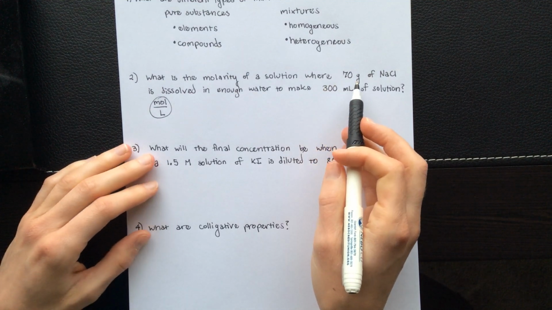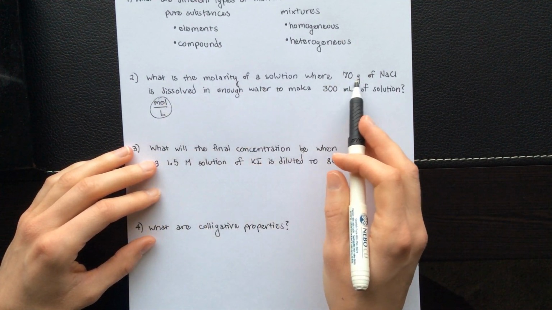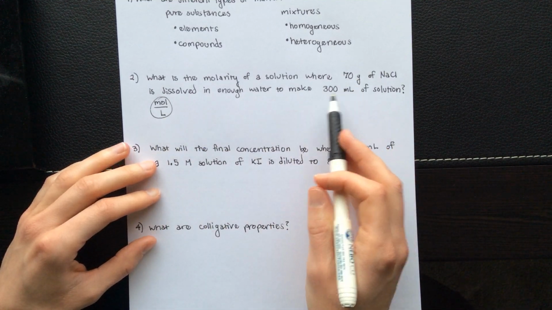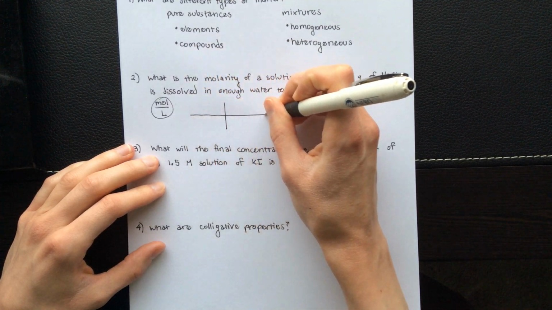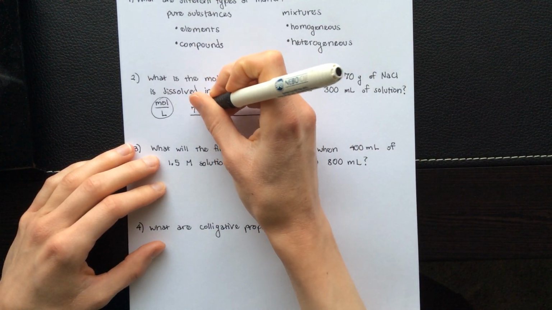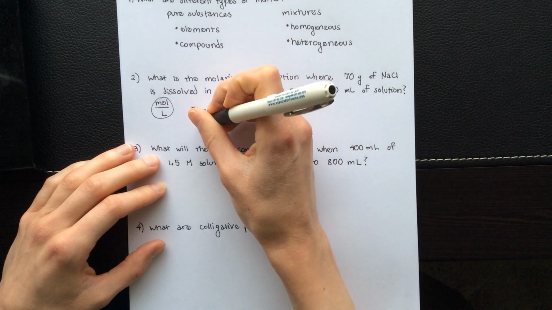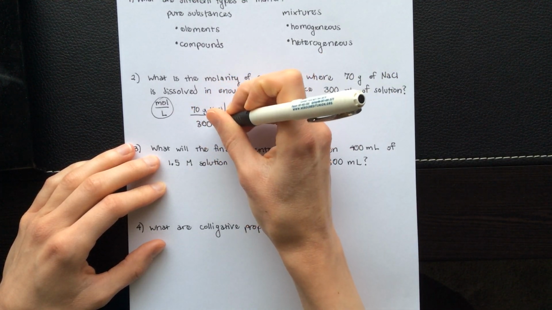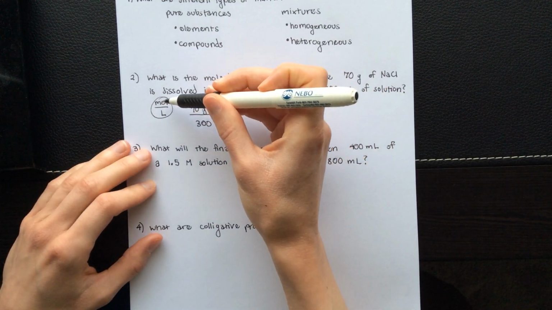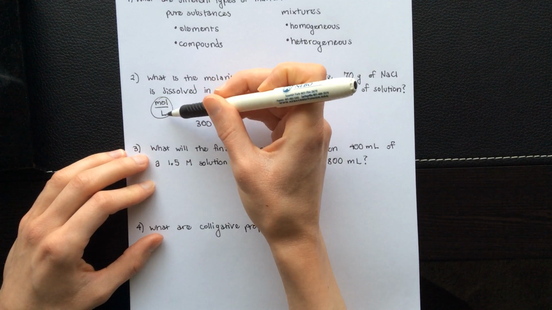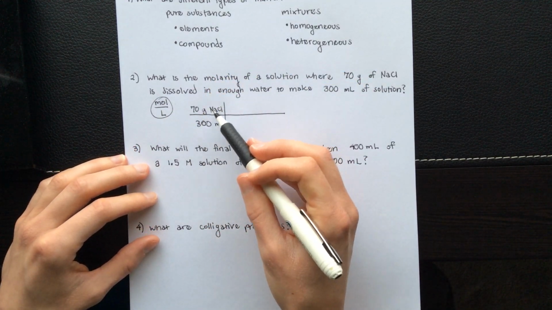But you should be able to figure out what part of your problem is going to turn into moles. That's going to be grams. And what part's going to turn into liters. That's going to be milliliters. So the part that turns into moles we want to put on the top. So that's 70 grams of NaCl. And on the bottom, we're going to put the part that's going to turn into liters. So you notice we have something on the top and on the bottom. That's because we want our unit in the end to have something on the top and on the bottom. Okay, so we need to convert grams to moles here.